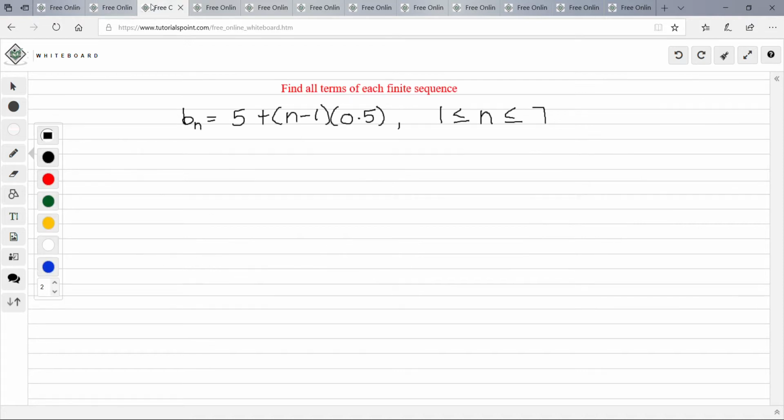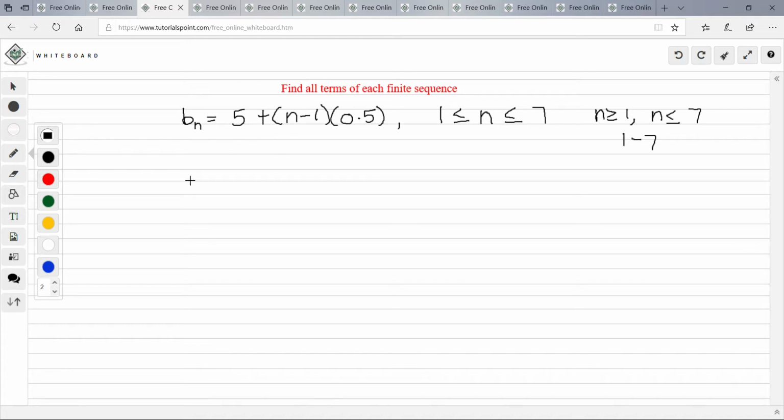Okay, so it says find all terms of each finite sequence. So it's basically saying, here's your restriction: n must be greater than or equal to 1, and n is less than or equal to 7. So you have to find n from 1 to 7. This one's pretty simple. We have to find all terms, so we go all the way from B1 to B7 because that's our restriction.